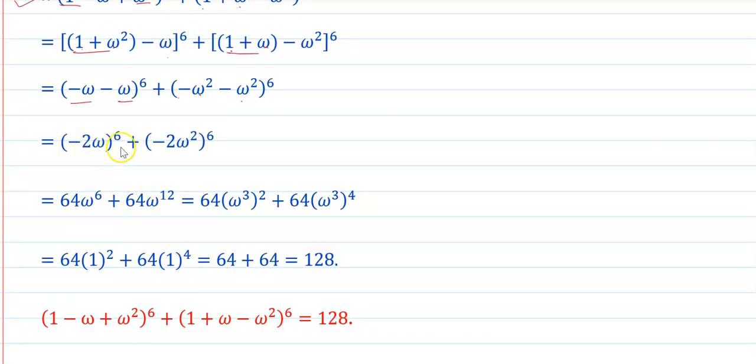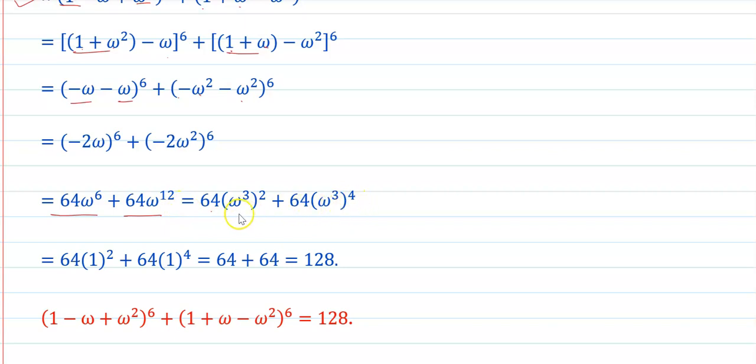Minus 2 omega bracket raised to 6 means 2 raised to 6, that is 64, omega raised to 6. Minus 2 omega square bracket raised to 6 means 2 raised to 6, that is 64, omega raised to 12. Omega raised to 6 can be written as omega cube bracket square. Again, this omega raised to 12 can be written as omega cube bracket raised to 4.